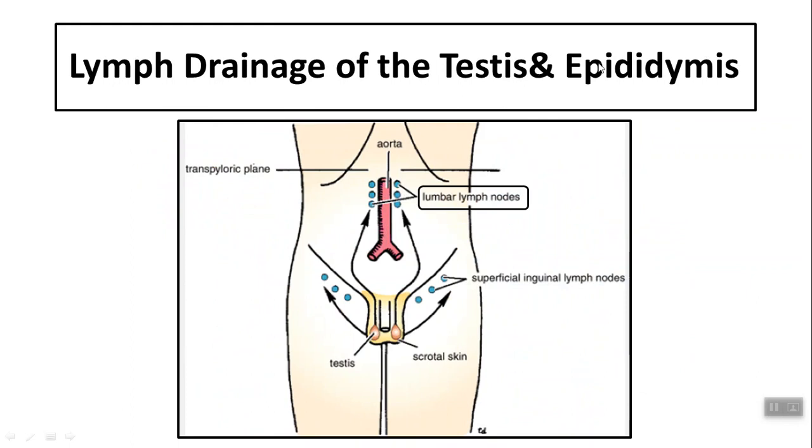What is the lymphatic drainage of the testis and epididymis? We can see here that it drains to the abdominal lymph nodes, يعني lymph nodes inside the abdomen, called the lumbar lymph nodes or the para-aortic lymph nodes. This is not like the lymph nodes that drain the scrotum, which drain to the superficial inguinal lymph nodes.